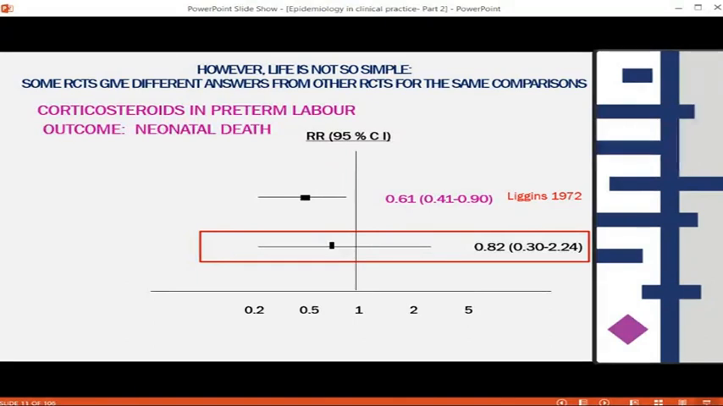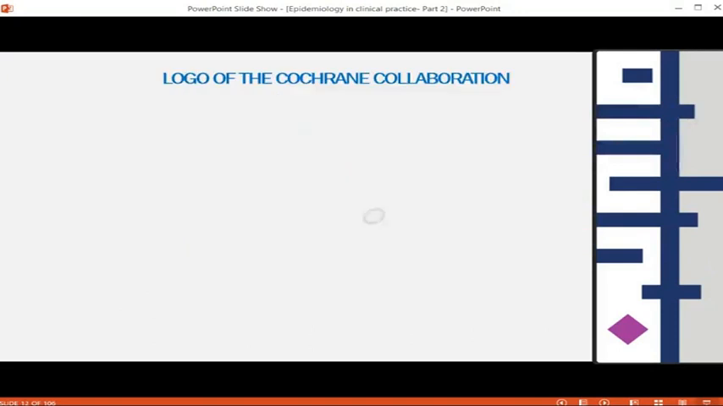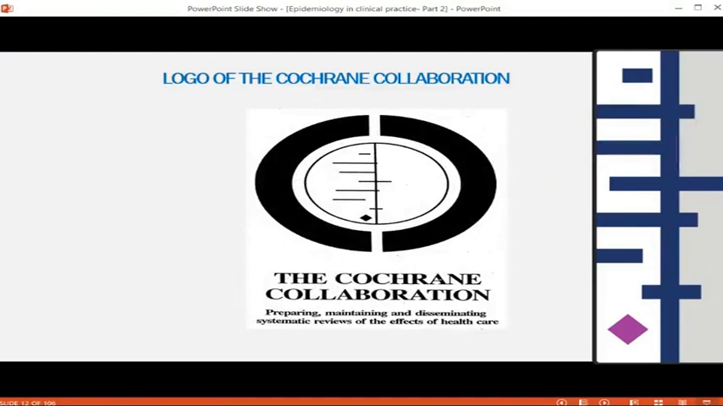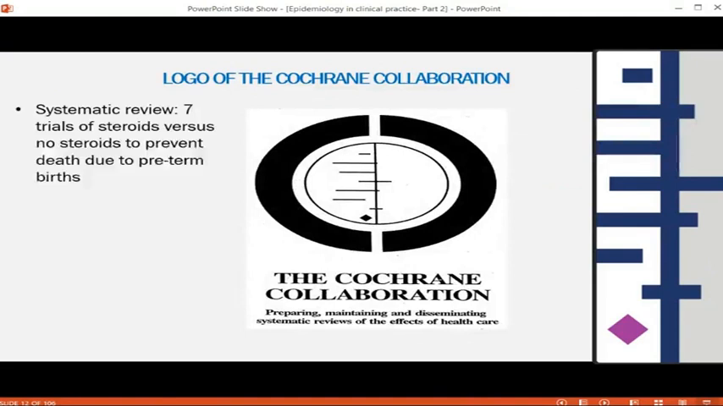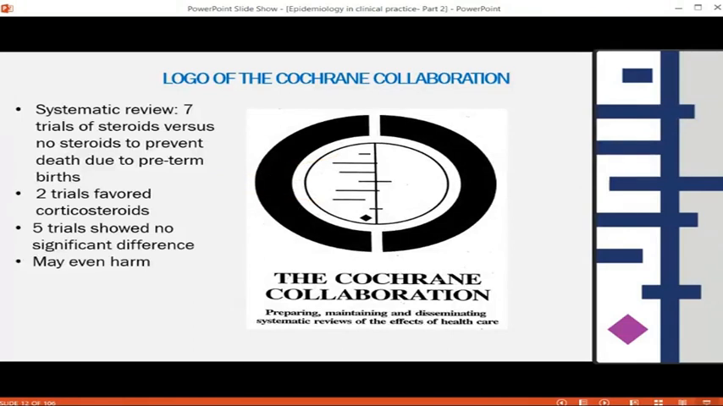you it doesn't work. So it is around this time that I came across the logo of an organization called the Cochrane Collaboration. And in the center are shown the results of 7 trials from a systematic review of steroids versus no steroids to prevent death due to preterm births. And because they were systematic in their search, they found more trials than I had. And 2 of those trials favored steroids, one of which was Liggins, the one on the top. But they also found 5 other trials which showed no significant difference.